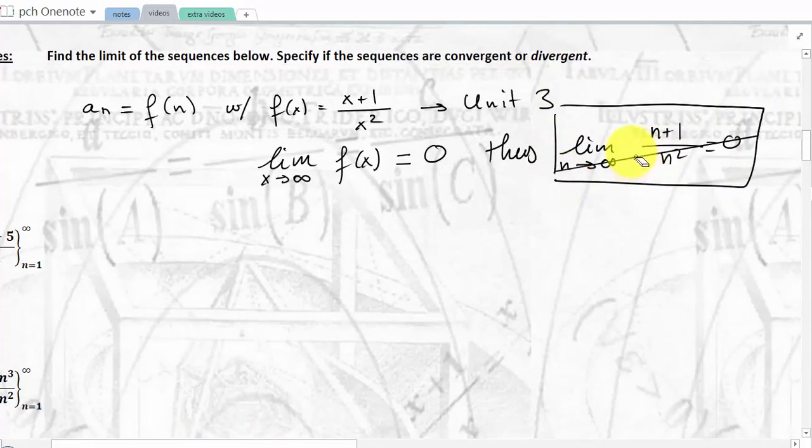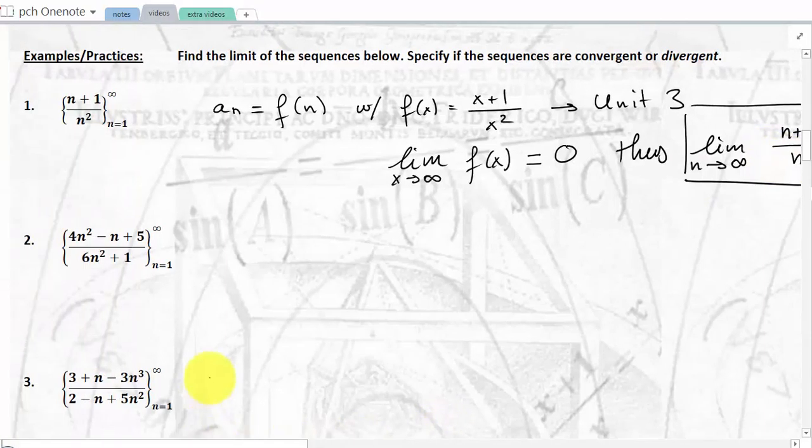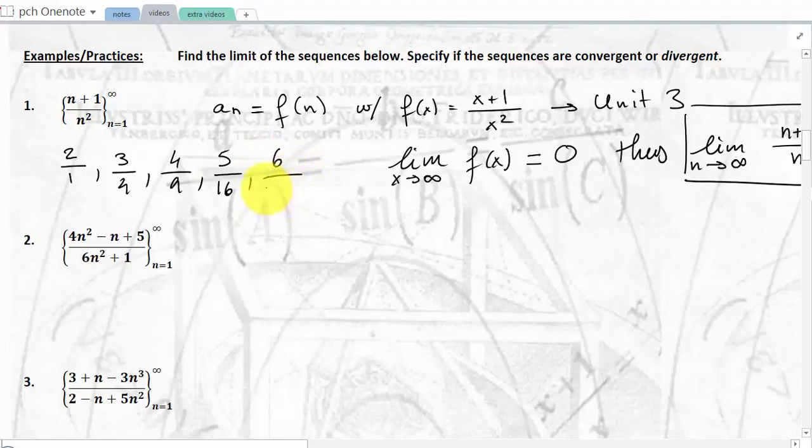Okay, so we have found the limit of the given sequence. It is 0. If you are writing the list of these terms, you start with 2 over 1, and then the next one, if n is 2, you would have 3 over 4. The next one, if n is 3, you would have 4 over 9. The next one would be 5 over 16. The next one would be 6 over 25, and on and on and on. And all these terms would be closer and closer to 0. Okay, that's what the limit means.